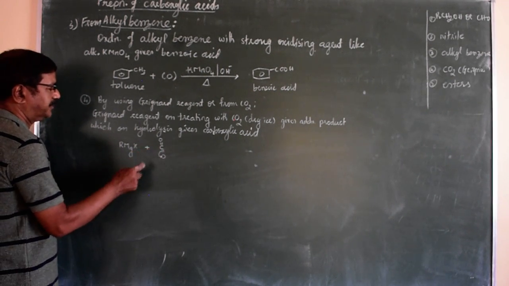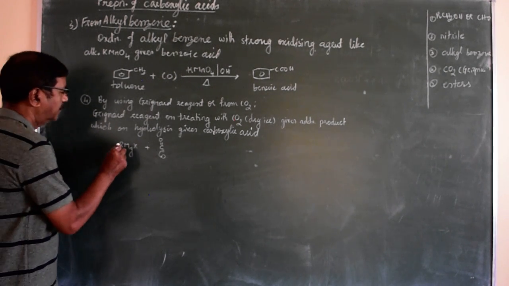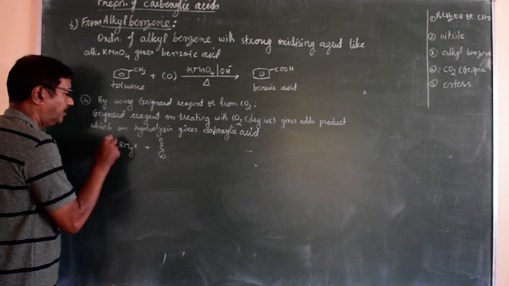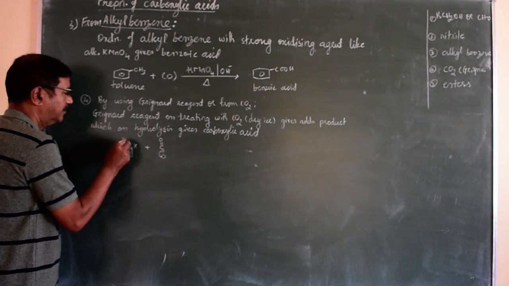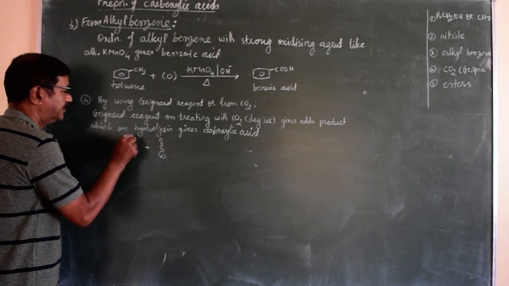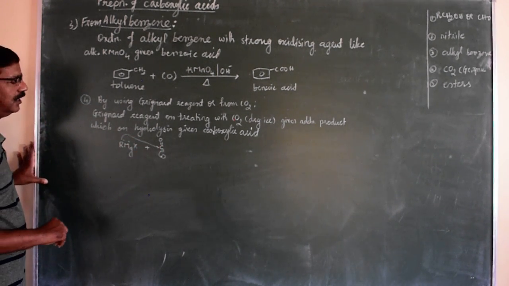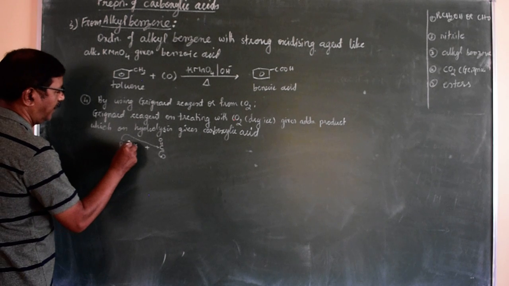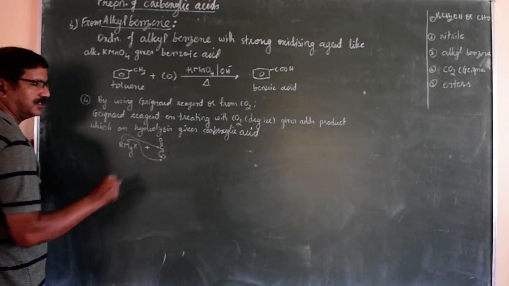It's positively charged. This carbon becomes positively charged, as already studied. This R is now negatively charged, Mg carries positive, this one carries negative. So this negatively charged R attacks this carbon, the positive charge of carbon, and this MgX attaches to this oxygen.